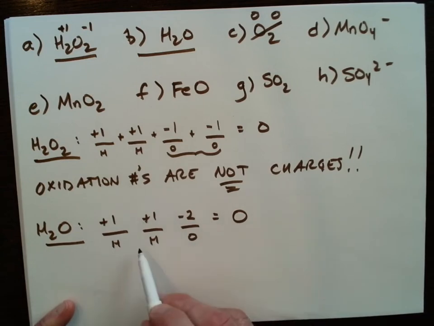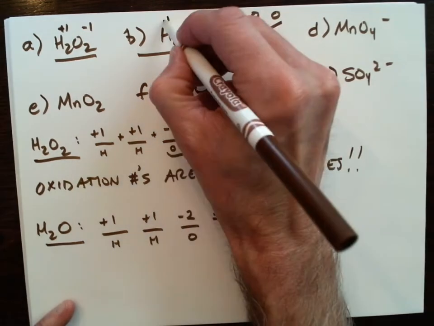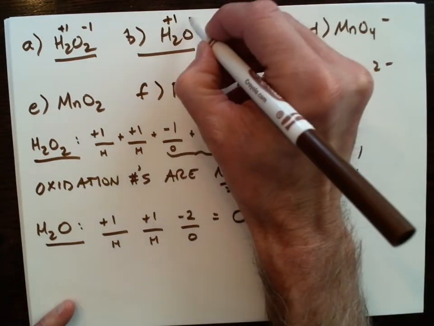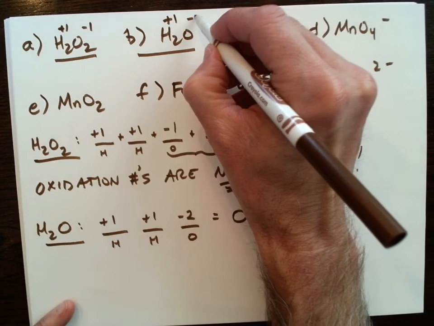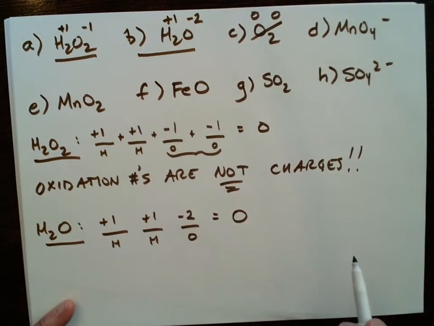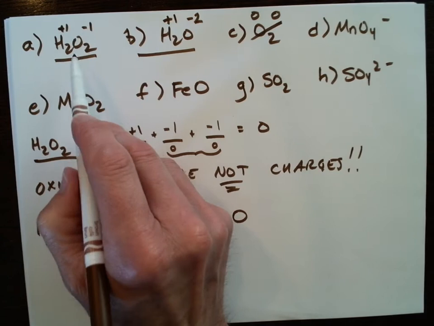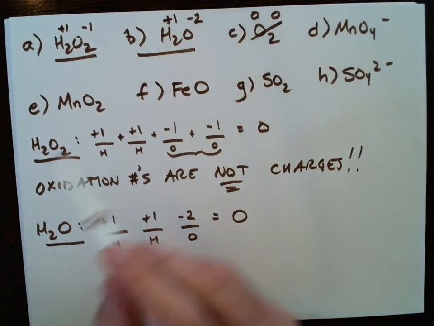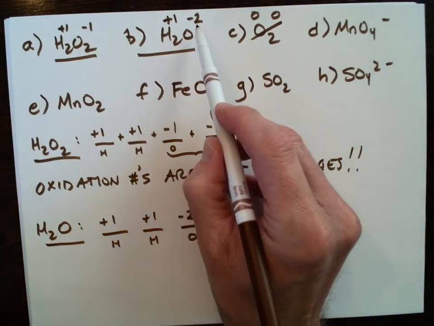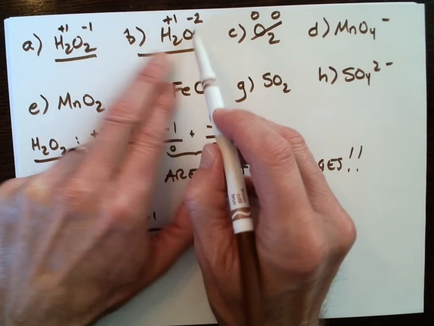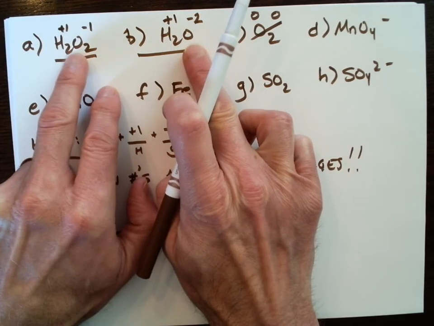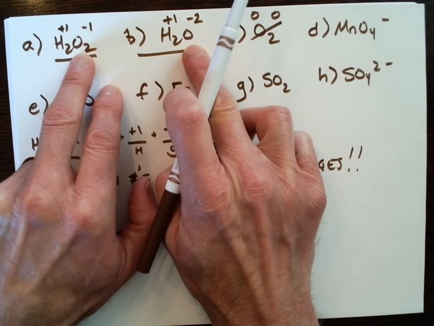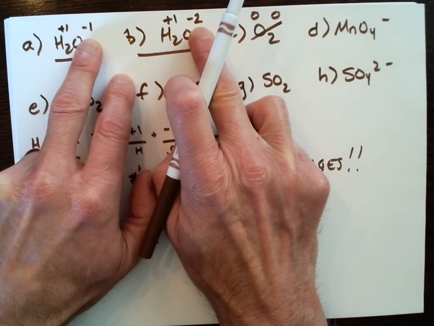So the oxidation number for hydrogen in water is +1, and for oxygen in water is -2. And notice up here, in hydrogen peroxide, the oxidation number of oxygen is -1, and the oxidation number for oxygen in water is -2. This can happen. You can have an element in different substances have different oxidation numbers.